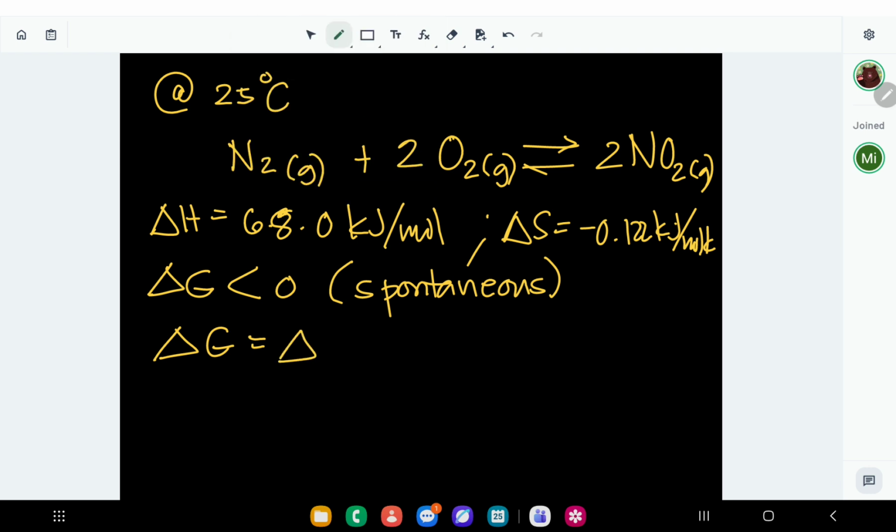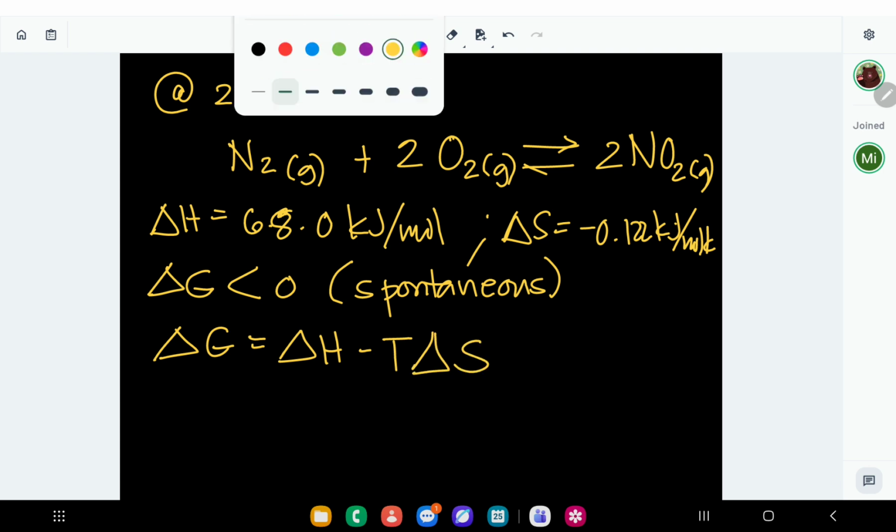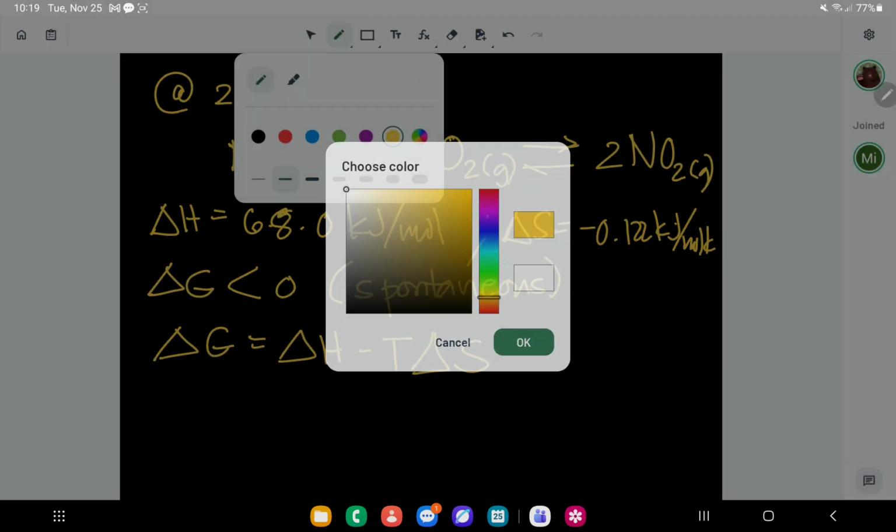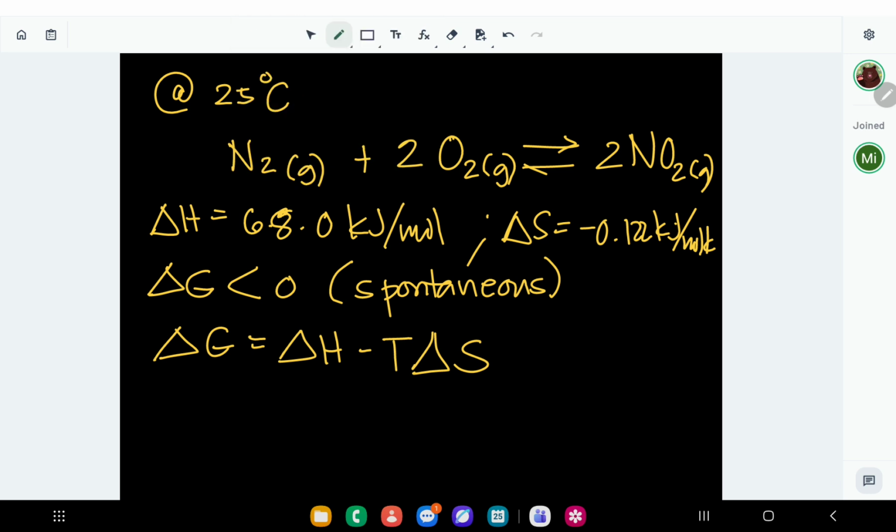Okay, so change in enthalpy minus the temperature times the change in entropy. Take note here that the temperature should be in Kelvin because the unit here for the entropy is in Kelvin. So we should convert this to Kelvin. 25 degrees plus 273 is 298.15 Kelvin. Then we plug in everything.